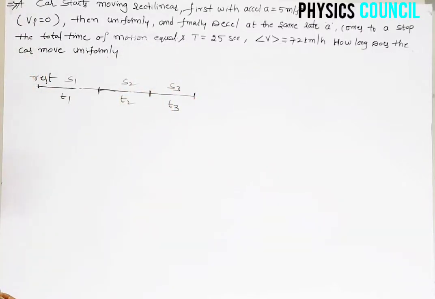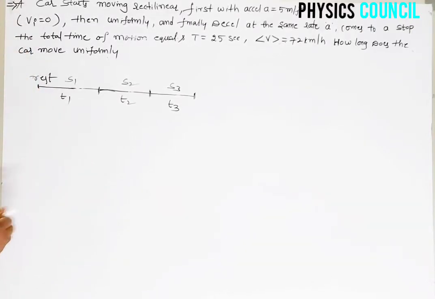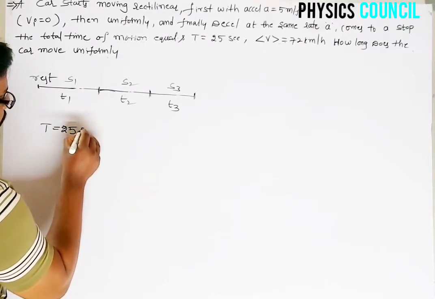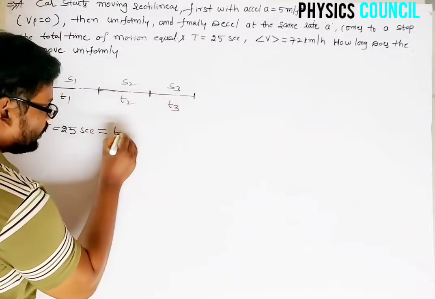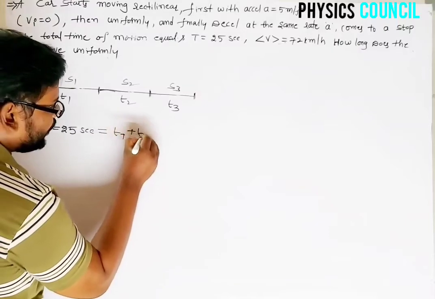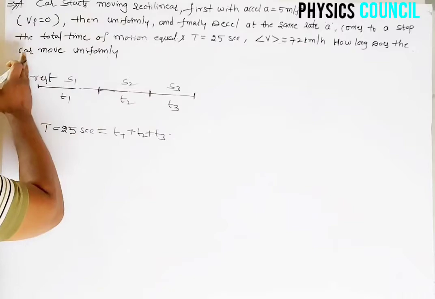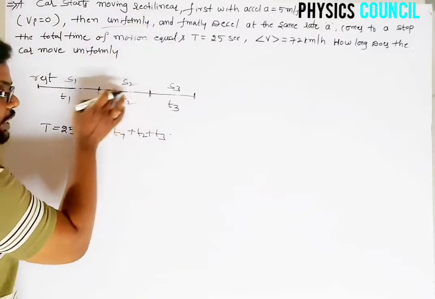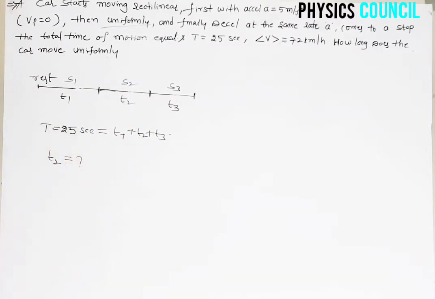Now in the question the total time of motion t equals 25 seconds they have given. That means t equals t1 plus t2 plus t3. And how long does the car move uniformly? That means t2 we need to find, isn't it?